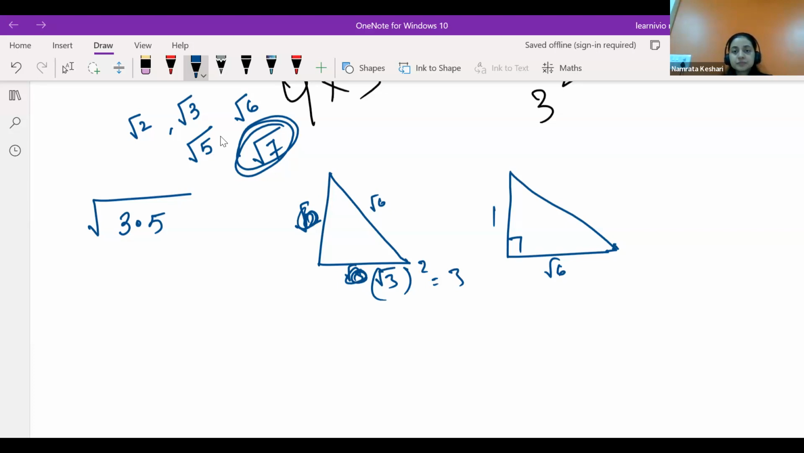Now, what is the perpendicular? That's what the question is: how to locate root 6. What can be taken as a base? What can be taken as a height? Some root 5 and 1. Yes, root 5 and 1. Okay, so this is how we can locate root 6.